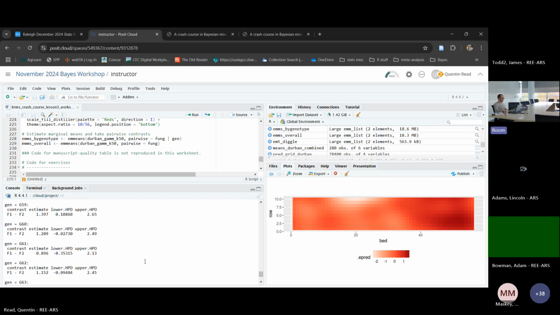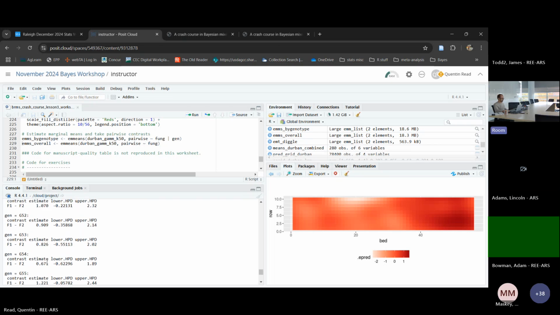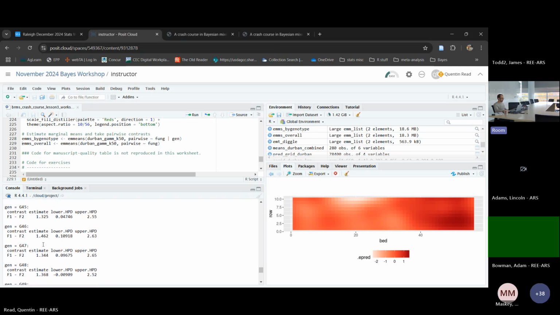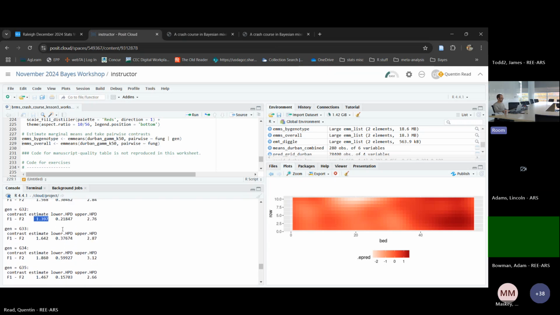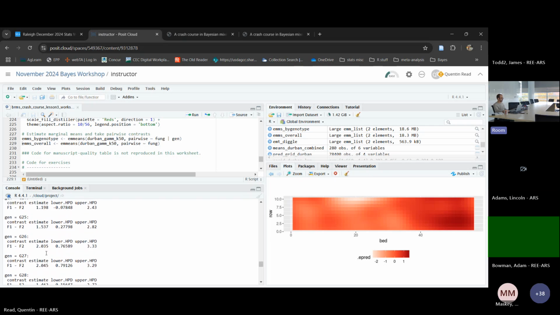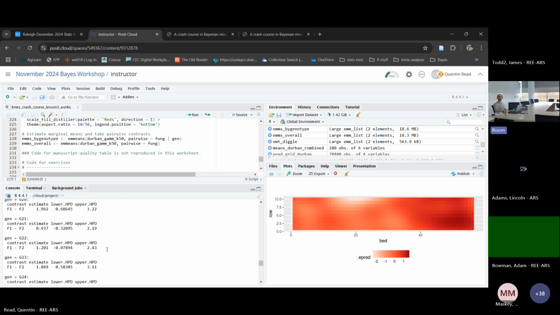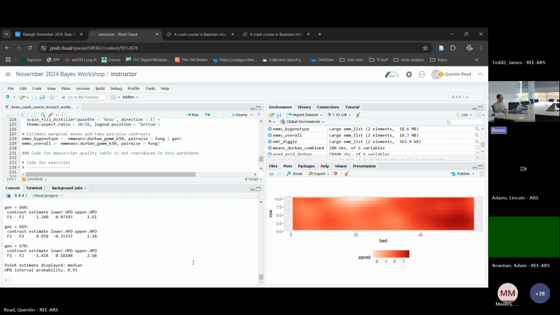But yeah, you can see it gives you the contrast for every single genotype. For some genotypes there's a large effect of fungicide 1, and for some they're small. It seems like for most of them it's positive. So most genotypes, if not all of them, do better under fungicide 1. Some have more evidence for that than others, but that's the kind of thing you could do with this model.